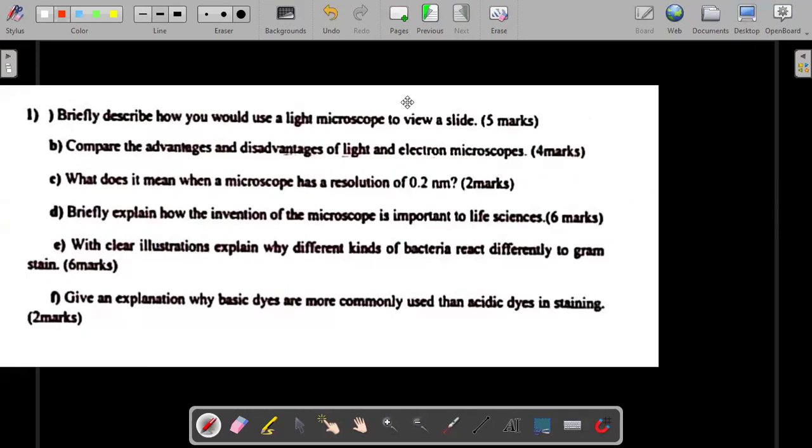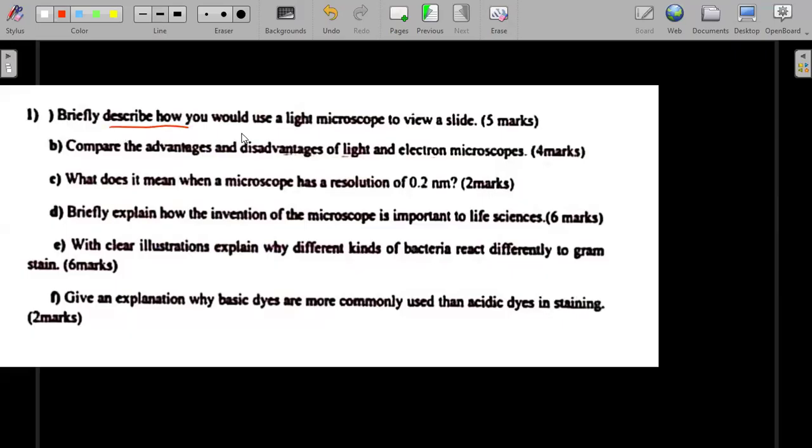Okay. So we are told to describe how we use a light microscope to view our slide there. This was 5 marks. Okay. So how would you use a light microscope to view your slide? What are the steps you need to take?